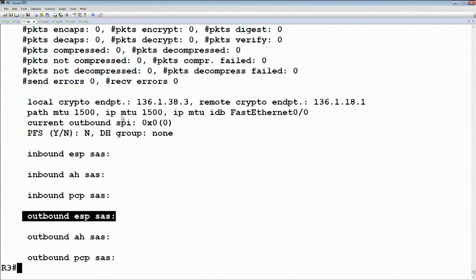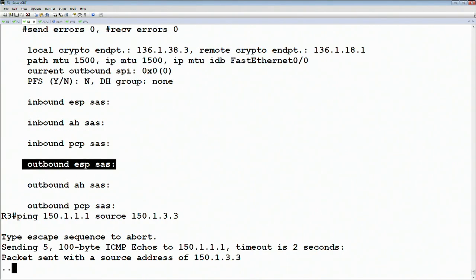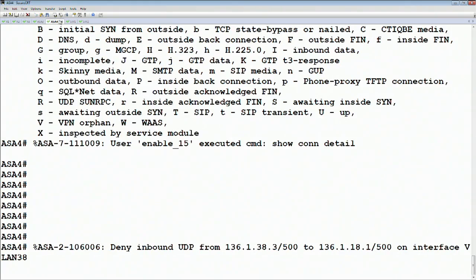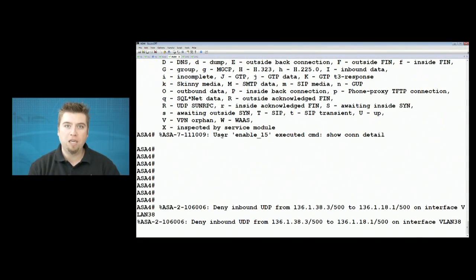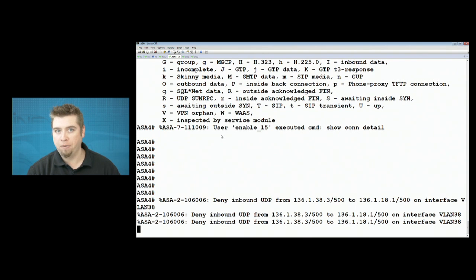Let's see from router 3, from the outside in, now this traffic is going to get dropped. So if we look at the ASA, it is now saying you're trying to send UDP 500 from the outside interface to the inside, and since it does not have an ACL exception, you're trying to go low security to high, I'm not going to allow this inbound.